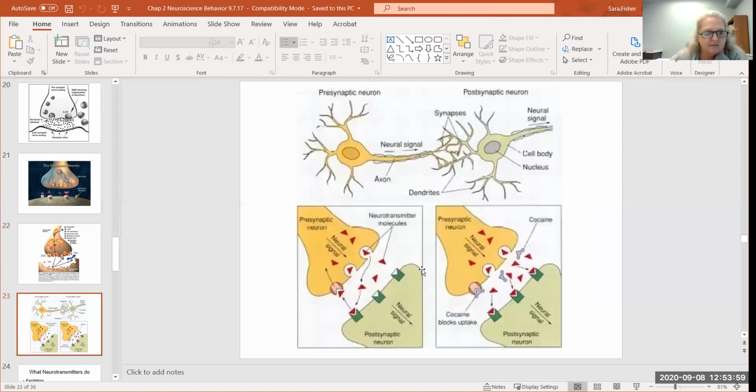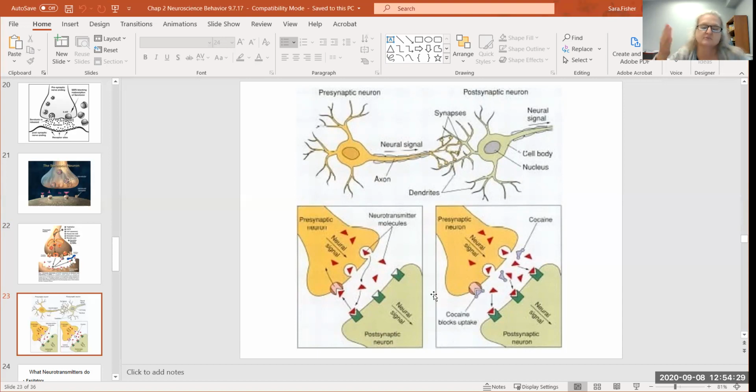Okay. This is another image of the same process, right? This time you can see the presynapse, the one that's sending the chemical, and the postsynapse, the one that's receiving the chemical. These are supposed to be dopamine, probably, because in this case, instead of it being Prozac or Paxil, it's cocaine.